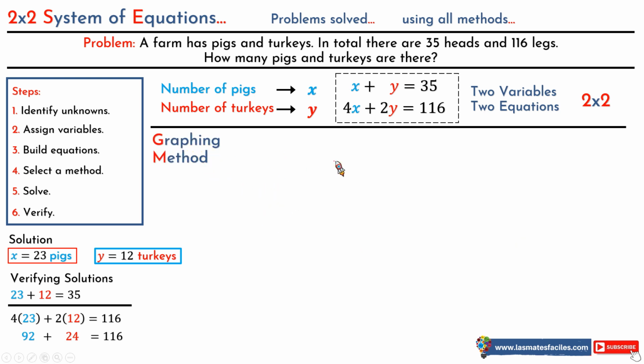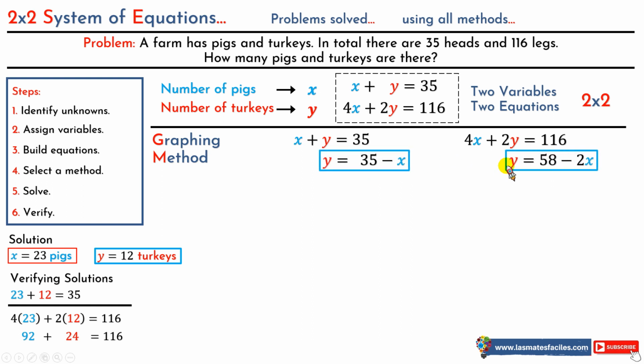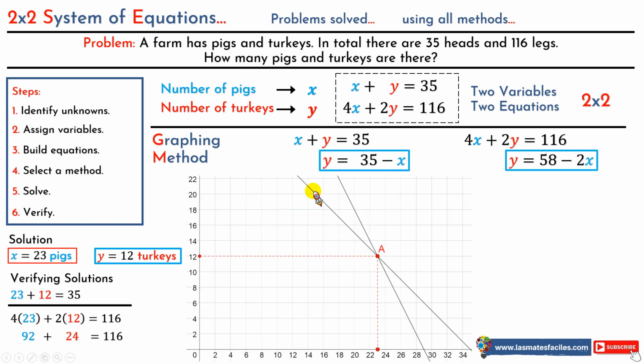Now, the last method, graphic method. These two equations are straight lines. We draw both lines and their cutoff point is the solution point. 23 on the x-axis, 12 on the y-axis, and 23 pigs, 12 turkeys.